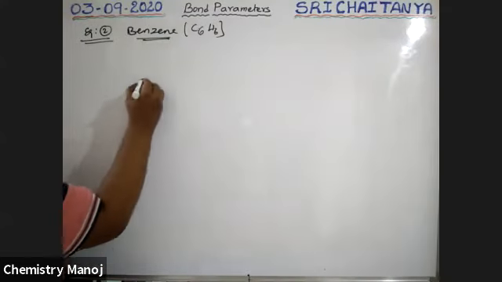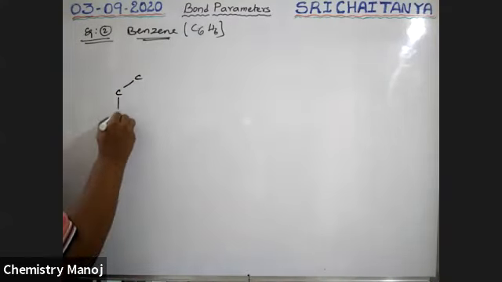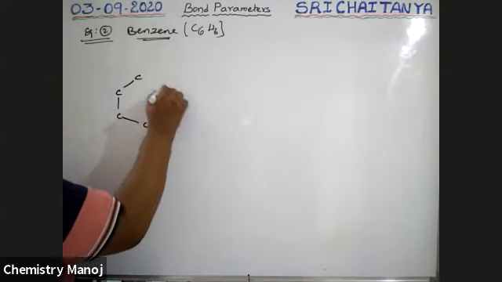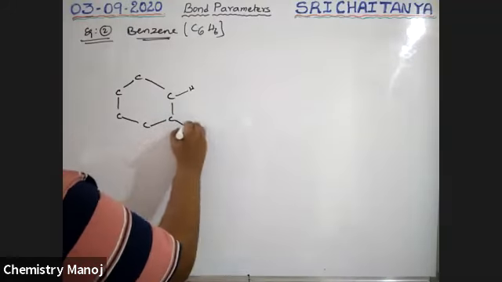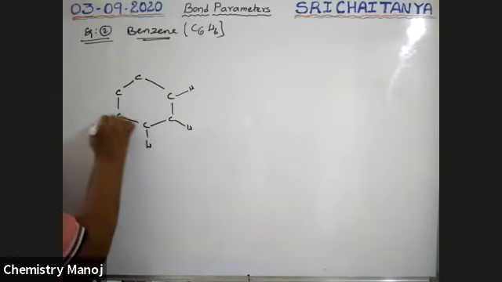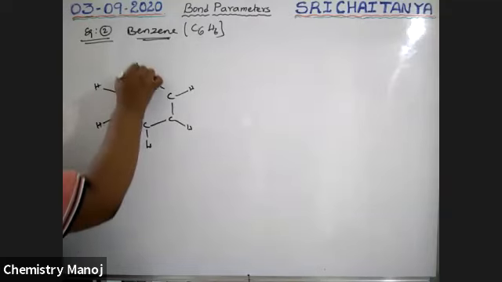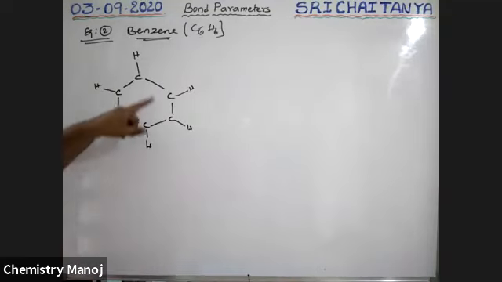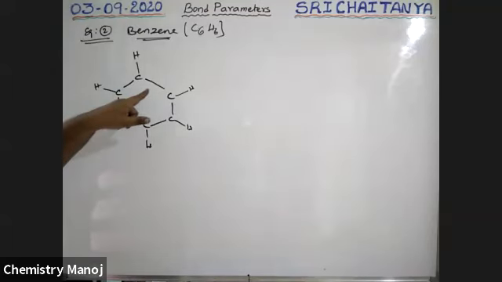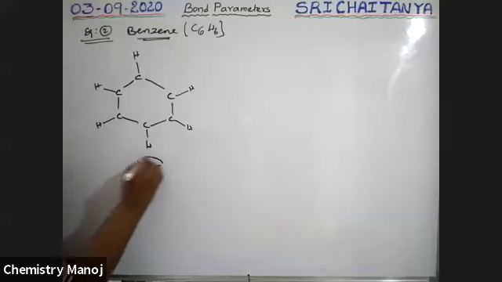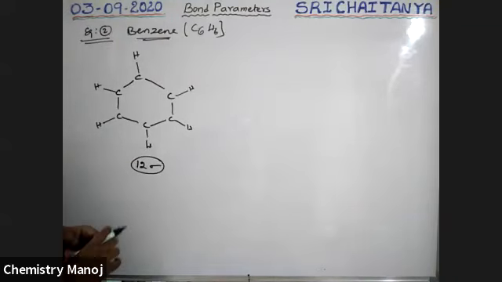See here. 6 carbons in cyclic form, 6 hydrogens, each carbon is connected with one hydrogen. Boys, on your boards, there are a number of bonds. All these black line bonds are sigma bonds. How many sigma bonds in benzene? Total, between C and C 6, between C and H 6, total 12 sigma bonds here.